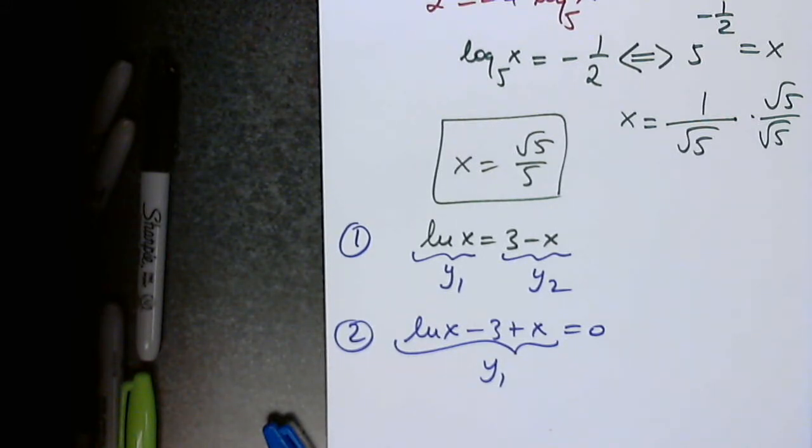Natural log x is the first function, and the second function is 3 minus x. I'm going to graph them on the standard viewing window in the hope that they intersect. They do. Now, careful here. We know that this function doesn't start here. This is a vertical asymptote, so the graph is this. So this is lying to us. Okay, so this is the intercept.